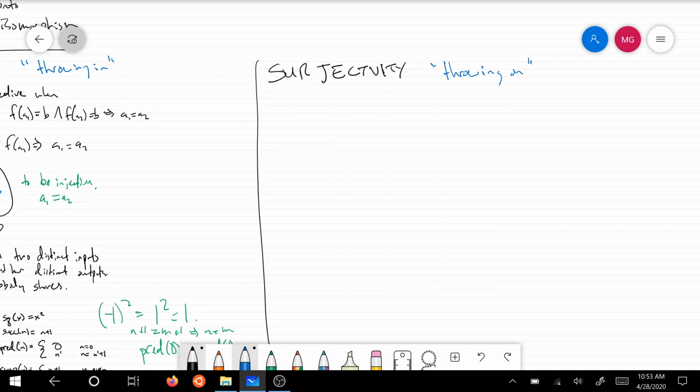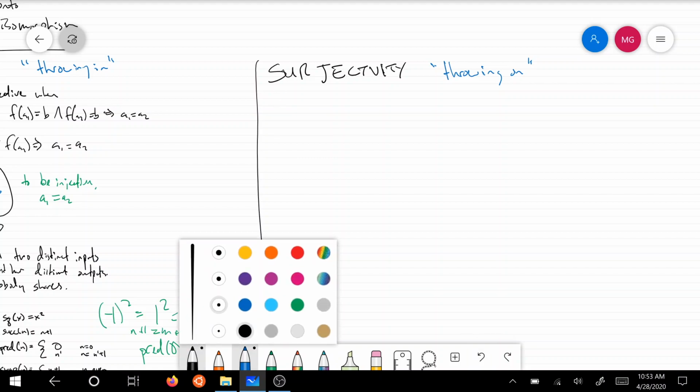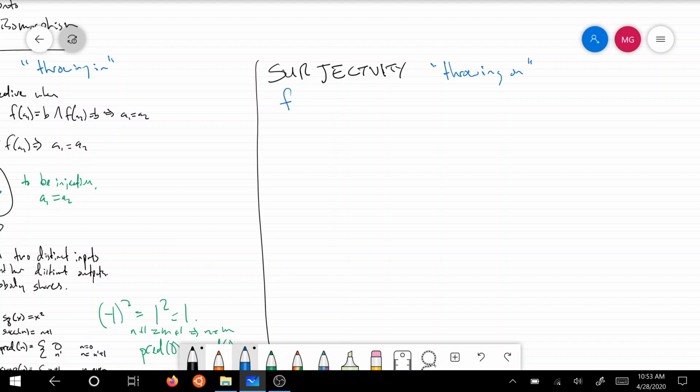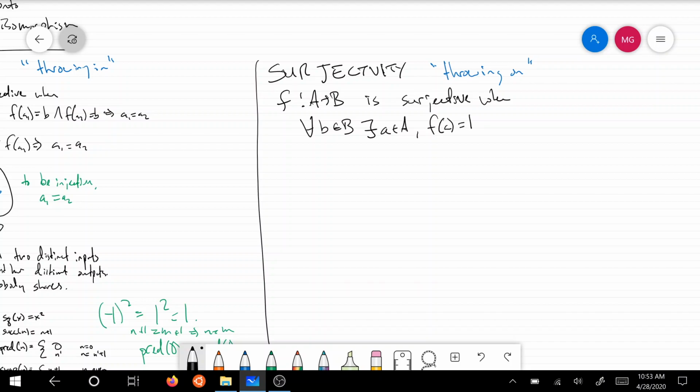Okay, so what does this mean? F from A to B is surjective when, for all b in B, there exists an a in A such that f of a equals b. Okay, what does this mean diagrammatically?